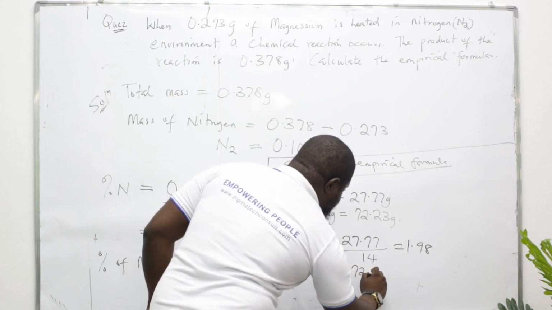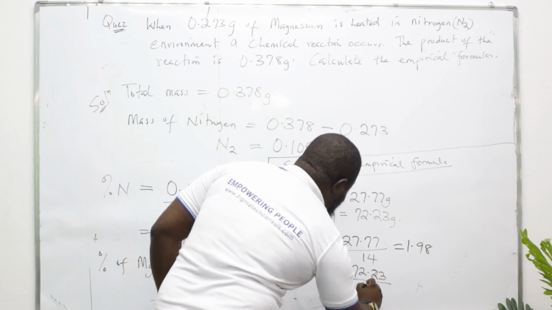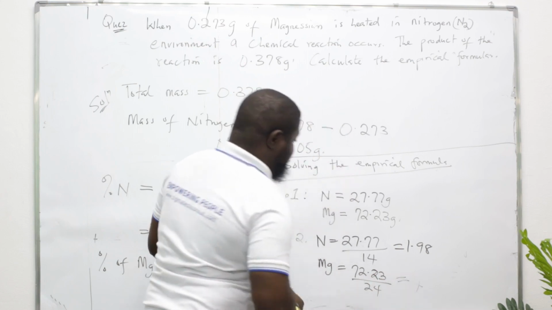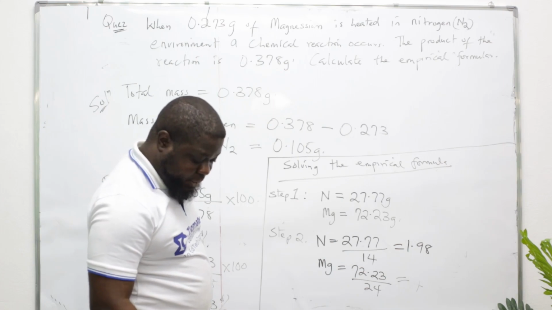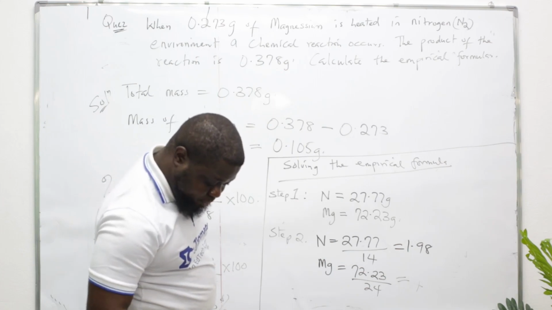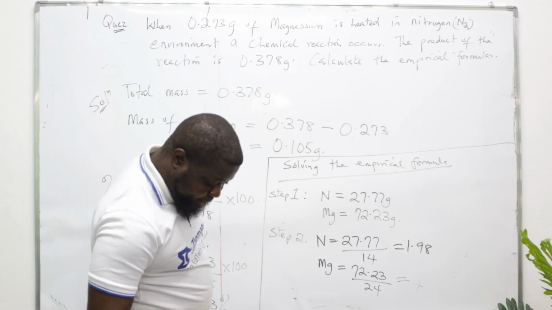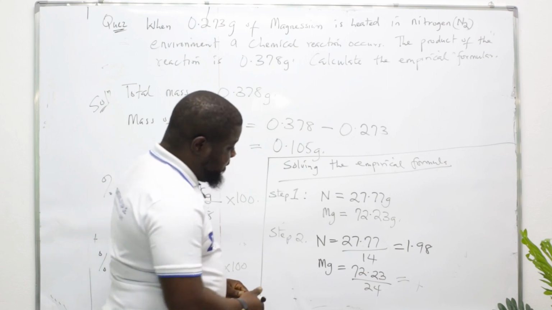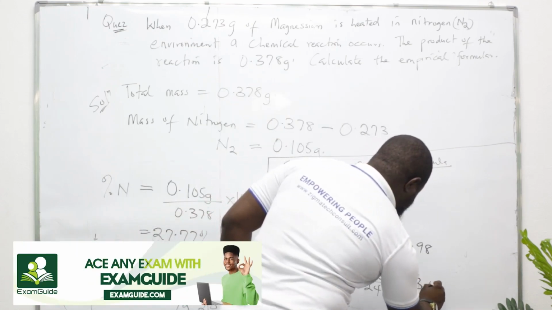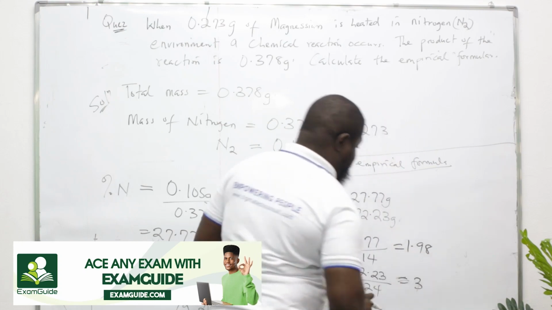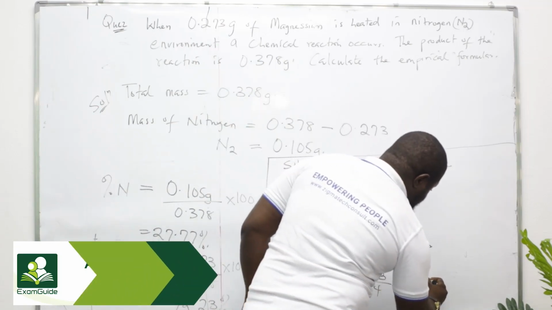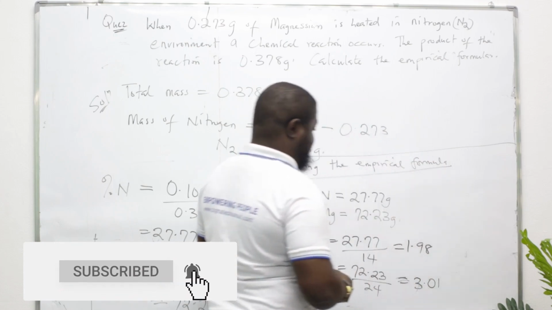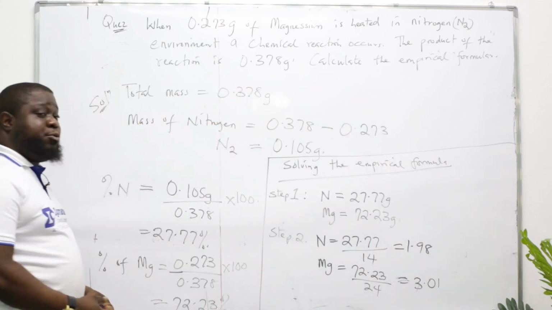Then magnesium will be 72.23 divided by 24. Remember, we are dividing it by their mass numbers. So it will be 72.23 divided by 24. Divided by 24 is 3.009, or let's say 3.01. Now we've gotten our step 2.